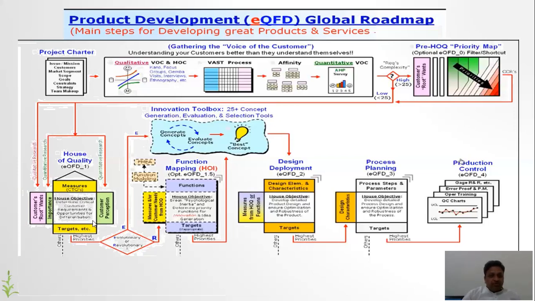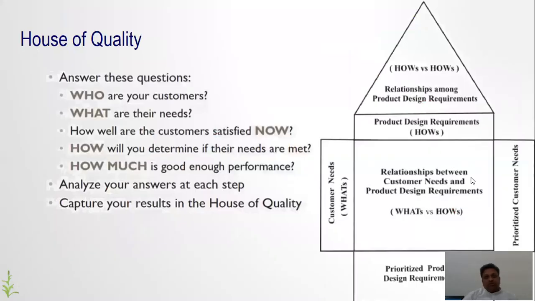Measures, CTQs, critical to quality, and objectives, customer perception, targets. Then it resembles the innovation toolbox and function mapping, design deployment, EQFD2, then EQFD3 process planning, EQFD4 that is production control. So then we'll understand the house of quality.